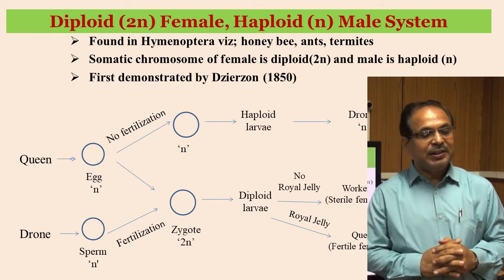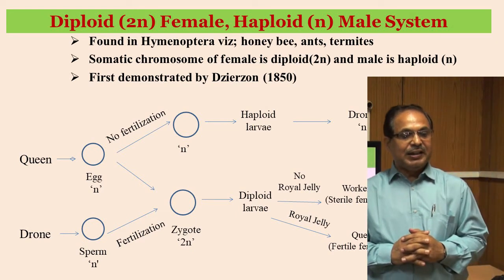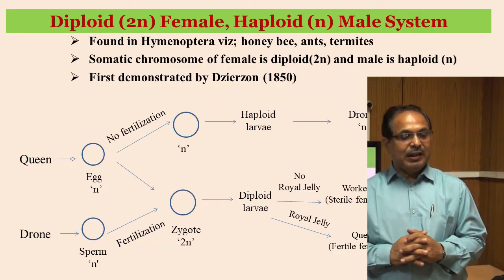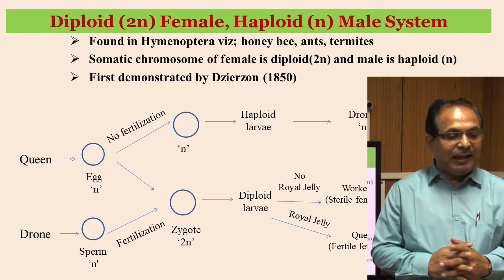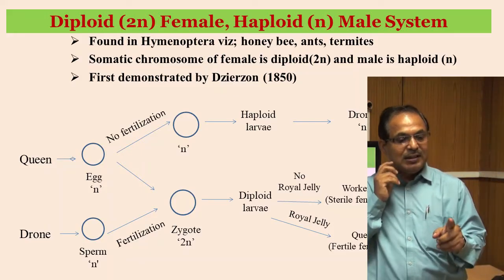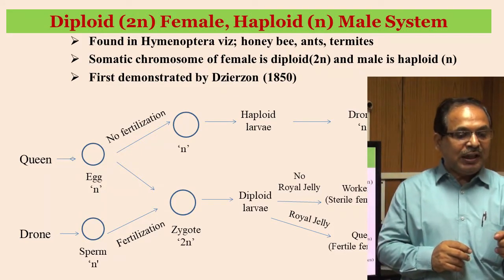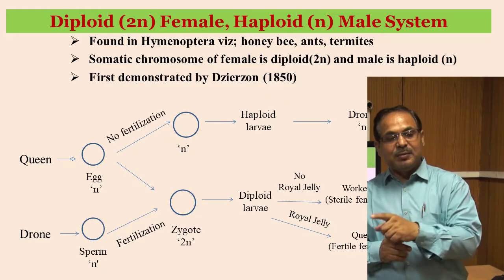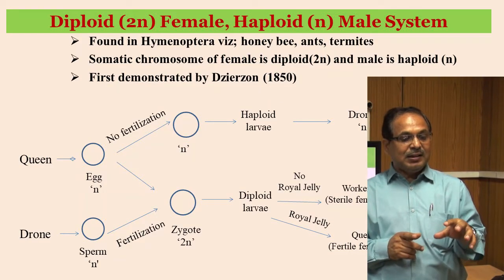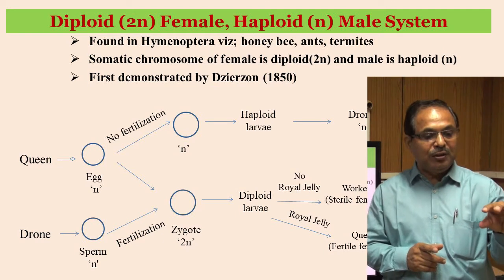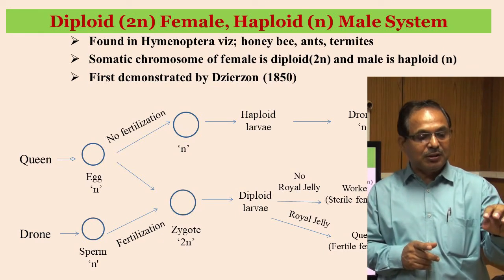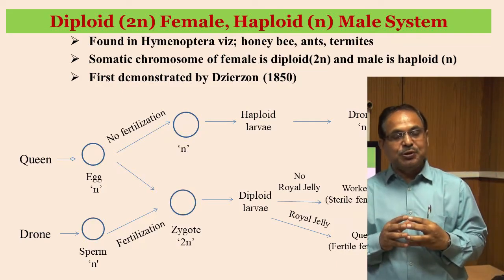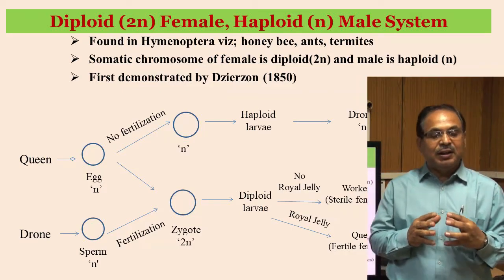This system was first demonstrated by Dzierzon in the year 1850. Here we can say that the queen has haploid n eggs and the drone has haploid n sperms. If no fertilization takes place, then the haploid larvae produce the drones. Whereas when the eggs of the queen and the sperms of the drone are fertilized together, they produce zygotes with the diploid condition.